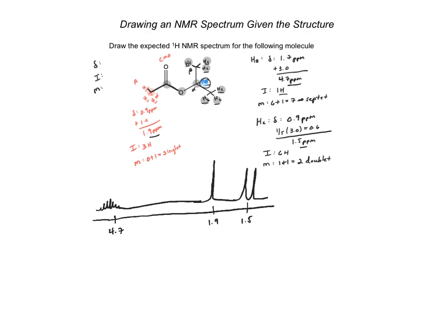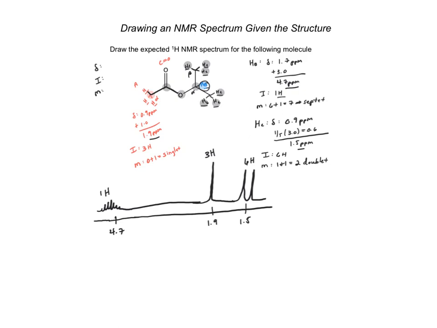Good. This is integrating to 1 proton. This is integrating to 3 protons. And this is integrating to 6 protons, right? So the integral values don't necessarily have to be the most obvious, that the peak height is trying to indicate those. But you should try to draw a good signal.